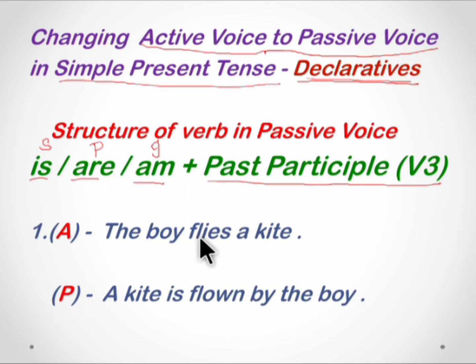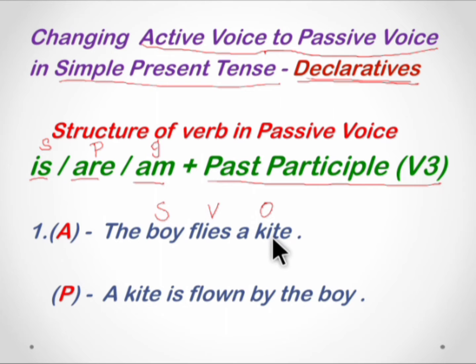The boy flies a kite. Now the boy is the subject, flies is the verb, and a kite. What does he fly? A kite. So this answers the question what. The word which answers the question what or whom is called the object. So this is an object. I have already taught you the sentence pattern in the previous videos. You can check them. Now, the boy is the subject, flies is the verb, and a kite is the object.